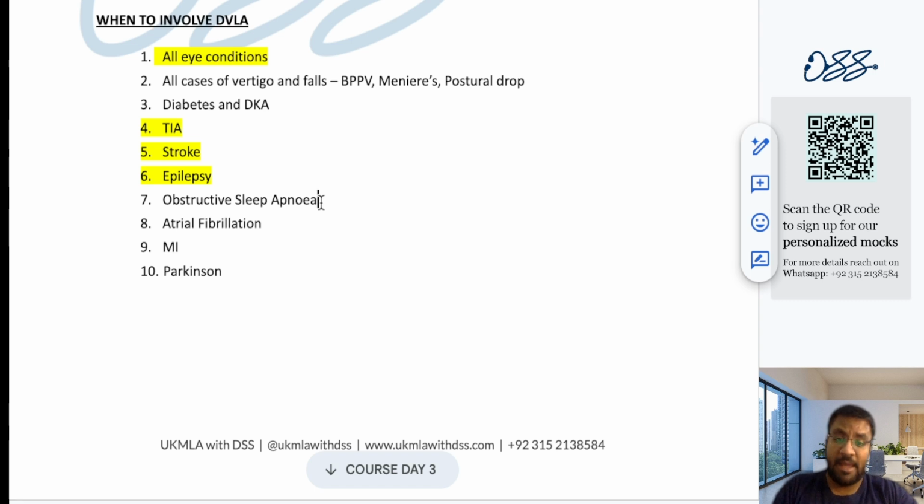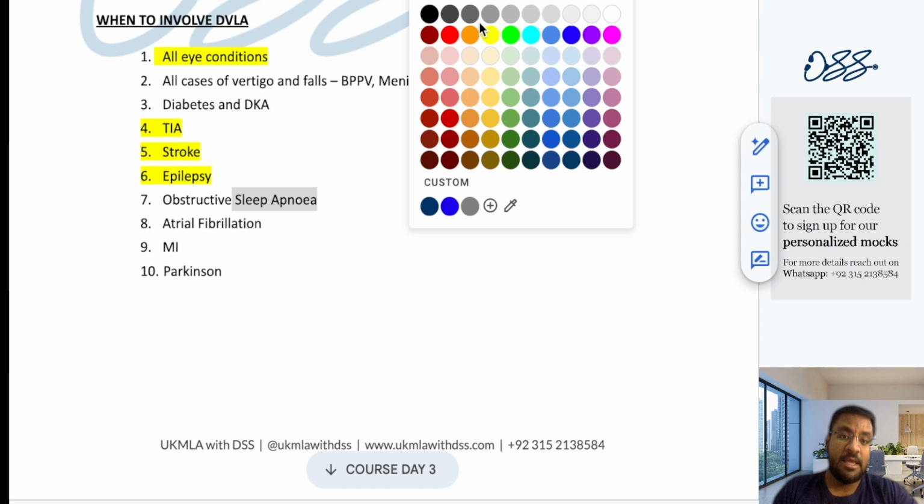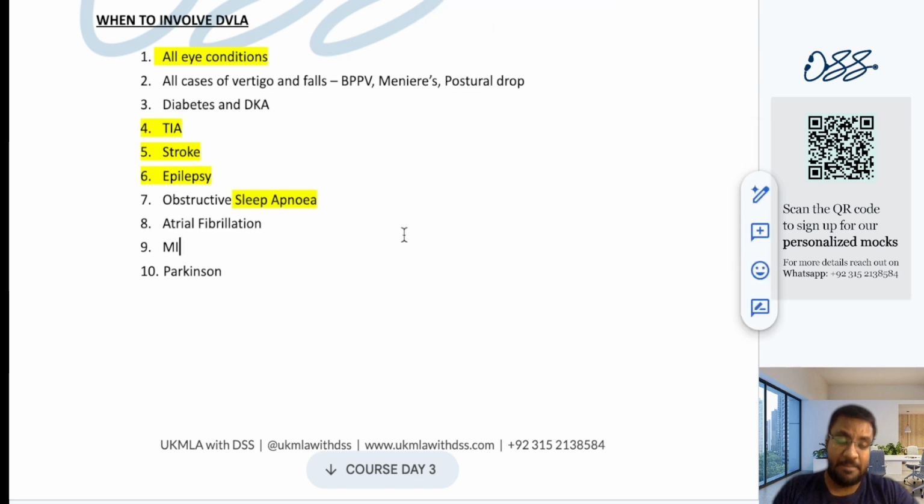Obstructive sleep apnea. Why? Because obstructive sleep apnea patients have a habit of daytime sleepiness. They end up just sleeping while doing their daily tasks, like while working, and they can end up going to sleep while driving as well. So it can be potentially fatal. An atrial fibrillation patient can also develop a stroke, a drop in GCS, and can cause a car crash as well. So patients with atrial fibrillation also need driving advice and DVLA involvement.